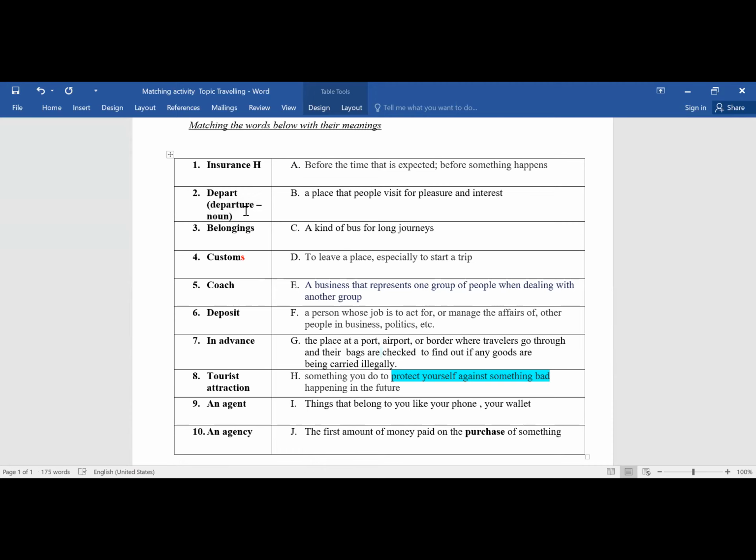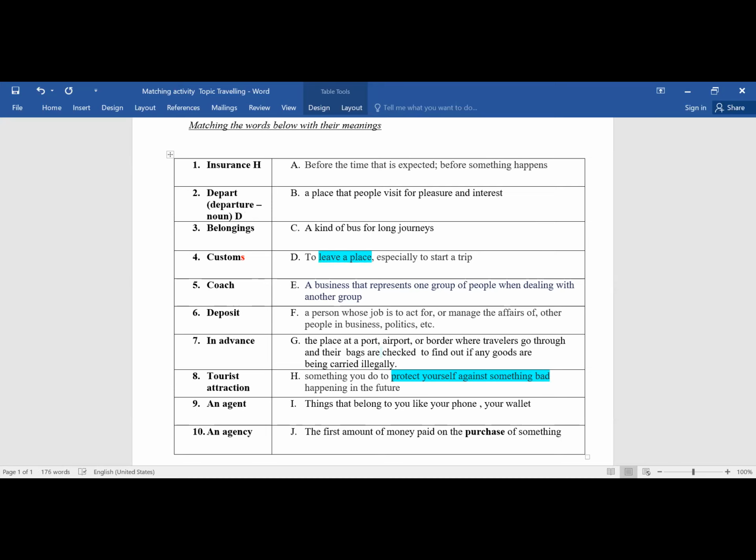So depart, what does it mean? I think this is to leave a place, especially to start a trip. Exactly, to leave a place. Depart, yes. You will hear the word depart a lot at an airport or at a train station. Very good, thank you.